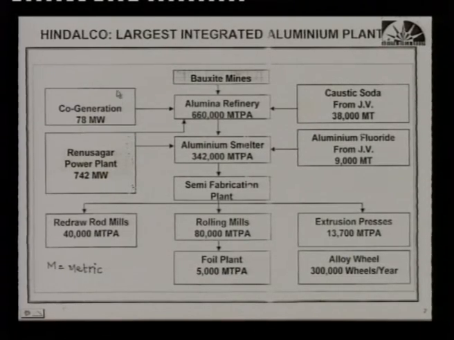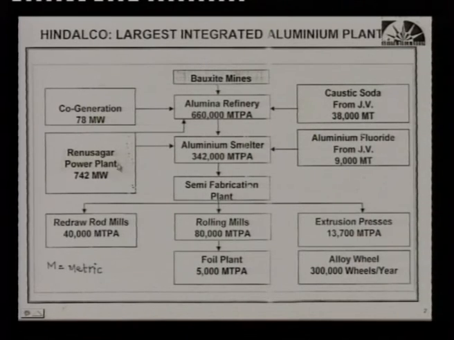I have given in detail something about Hindalco, the largest integrated aluminum plant, what they have, what they need. They have an aluminum refinery where power is coming through cogeneration. Cogeneration means simultaneous generation of electricity and steam. You need electricity, you also need steam, which will go for the Bayer process. You need a caustic soda plant, you produce caustic soda which will go for leaching. In the smelter also you need power, you need aluminum fluoride, then fabrication rolling mills, all these things they have.